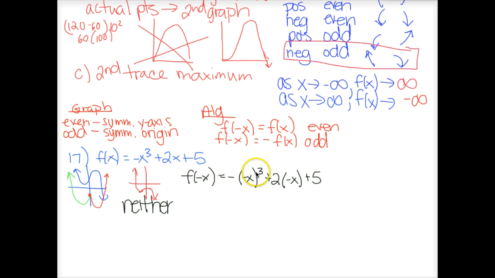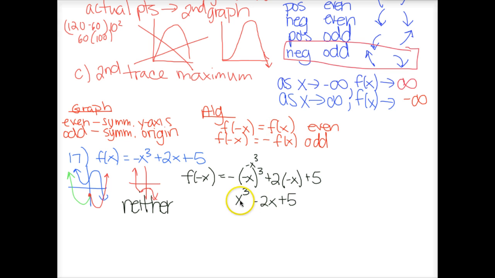If I simplify this, exponents first, this gives me negative x cubed. Then I've got the negative 1 in front, so negative negative gives me a positive, so that gives me x cubed. 2 times negative x is negative 2x, and then I've got my plus 5. So algebraically, if I look at it, x cubed minus 2x plus 5 is not the same as my original. So it's not even because it didn't equal f of x.